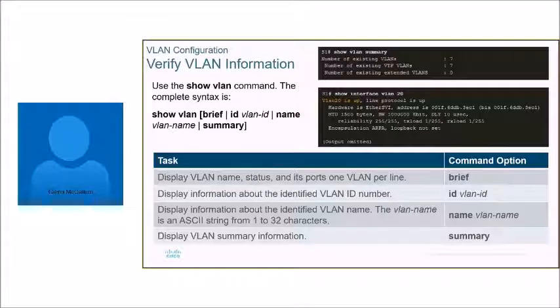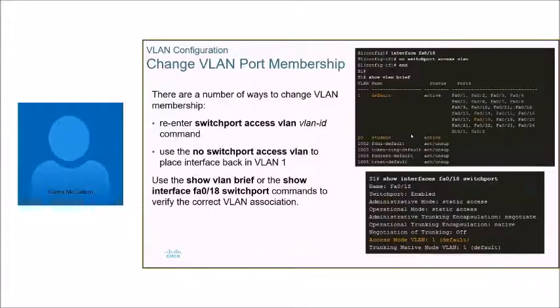To display information about an identified VLAN ID number, you do id and the VLAN ID. Then you can display information about an identified VLAN name: you can just use name and its name, or you can do a summary, which is what that is.